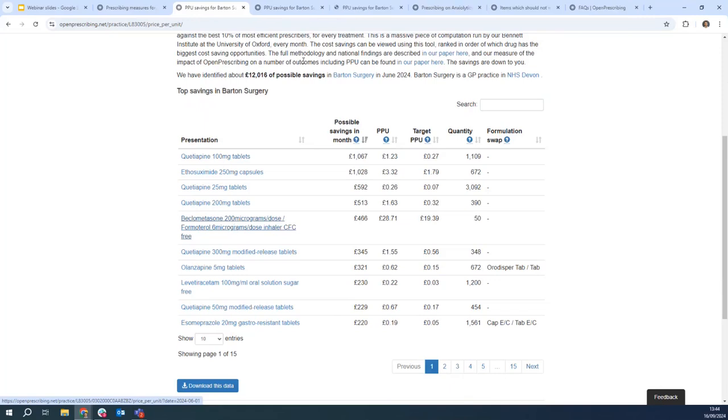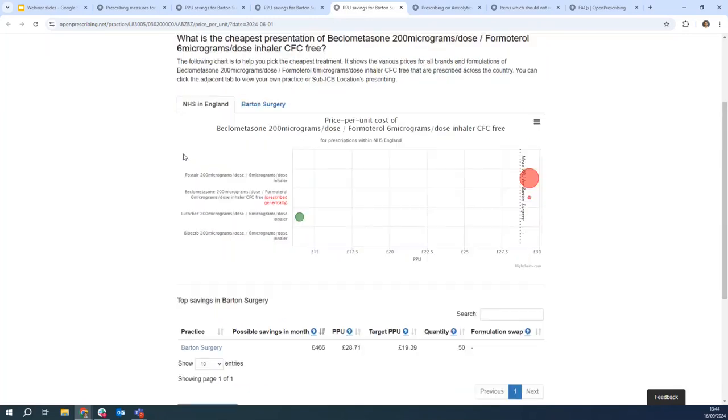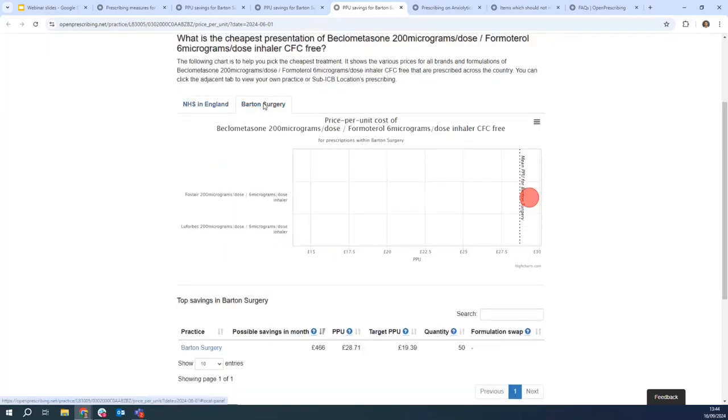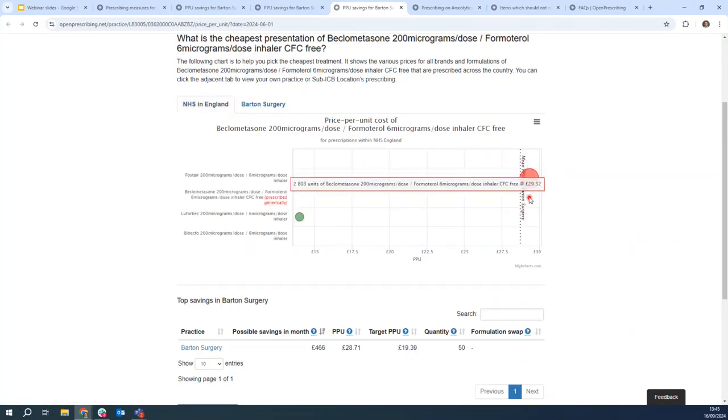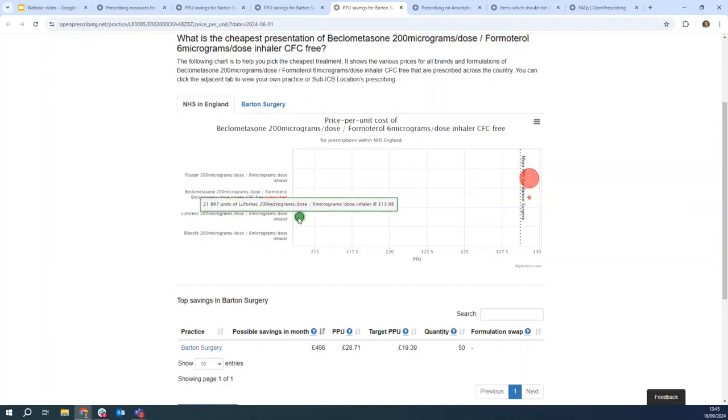I think this inhaler is probably another good one, beclomethasone formoterol. So you can see for the Barton surgery, basically all their prescribing is of Foster. I don't think there's any Lufabec there, but you can see nationally that although there's lots of Foster prescribed, this is generic. Lufabec has recently come onto the market and is a lot cheaper per inhaler. So it might be worth thinking about switching those Foster prescriptions to Lufabec, depending on obviously what's happening locally.